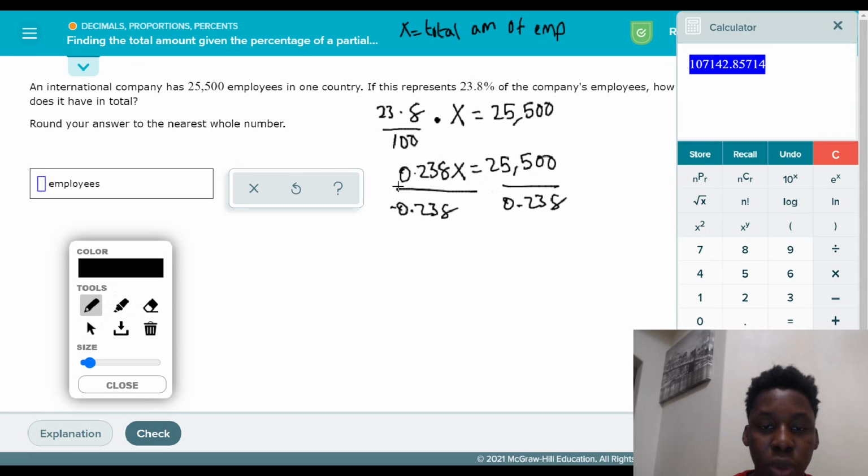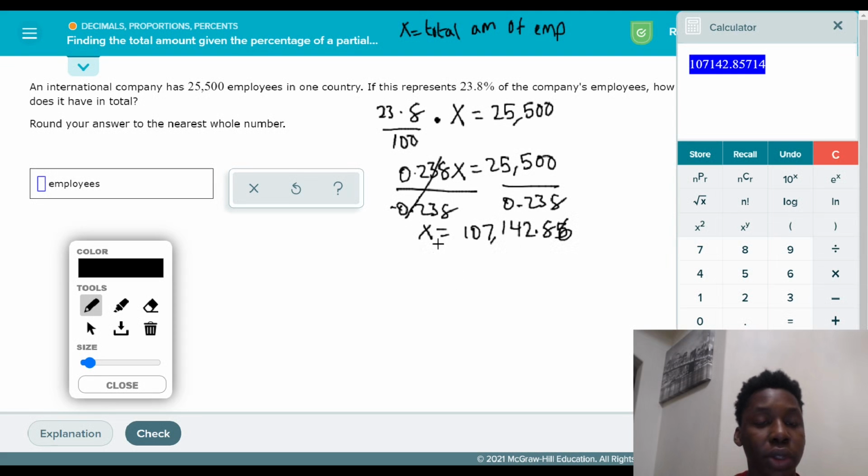So remember, at first we divided these two, so this one cancels automatically. So x equals 107,142.85714, or 0.86 in this case. But we're asked to round the answer to the nearest whole number.